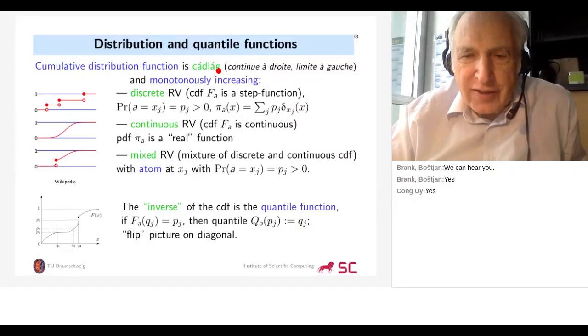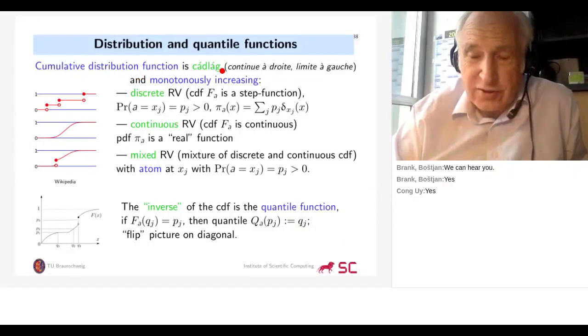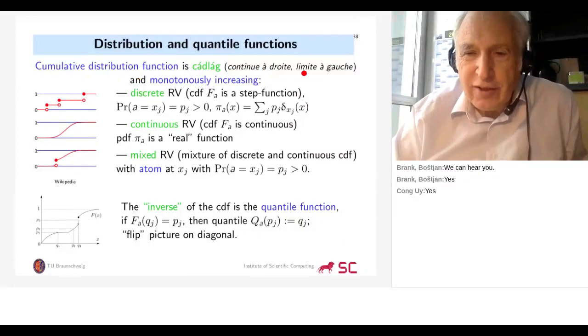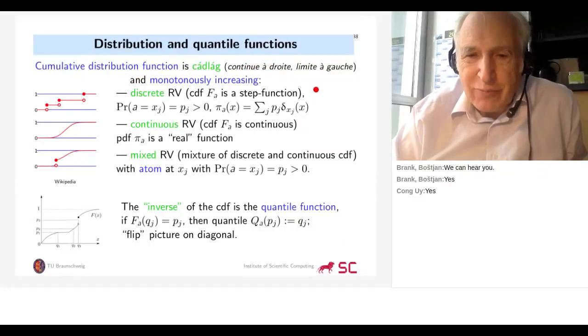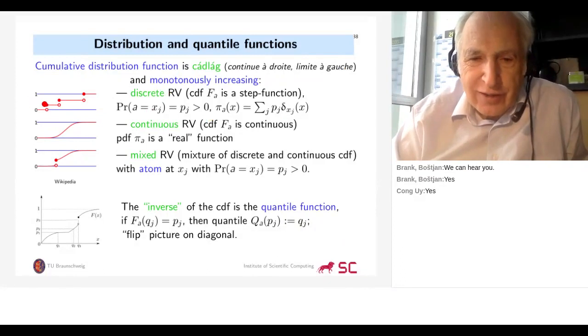The way I've defined it, it's what's called a càdlàg function. This is short from French, meaning continue à droite, limite à gauche. So it is continuous from the right and has a limit when you come from the left. And it's monotonously increasing. So it looks like this. The full dot belongs to the function, the empty dot does not belong to the function.